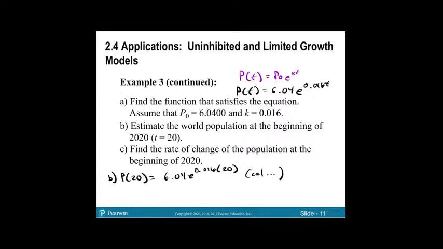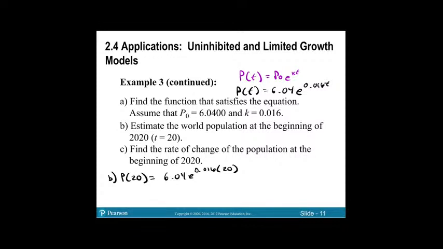We can do it. I just have to open up another window. I'm just being a little lazy. All right, and I know you can't see it, I'm just going to crunch the number. So I'm going to do 6.04 times e to the power of 0.016 times 20.